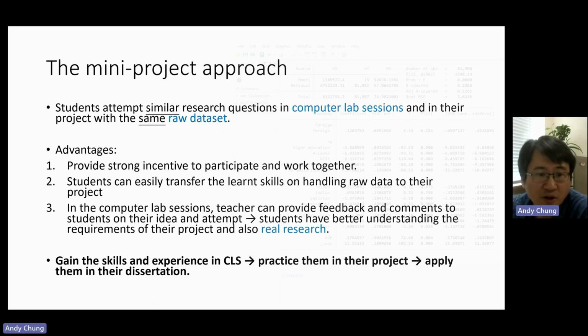The advantage of doing this is that it provides an incentive for the students to participate and work together in the computer lab sections, so that they can develop the skills and discuss together. They can also easily transfer the skills learned in the computer lab sections on handling raw data to their project. In the computer lab sections, I keep discussing with them how to build up their model from scratch to answer the research question. Through my feedback, they know the requirements of the project for the module, and they also know, in case they want to do research for the dissertation or a real research, what the requirements are and what they need to care about. So the process is from learning the skills in the computer lab sections, to practicing them in the project for my module, and then applying them in the dissertation.